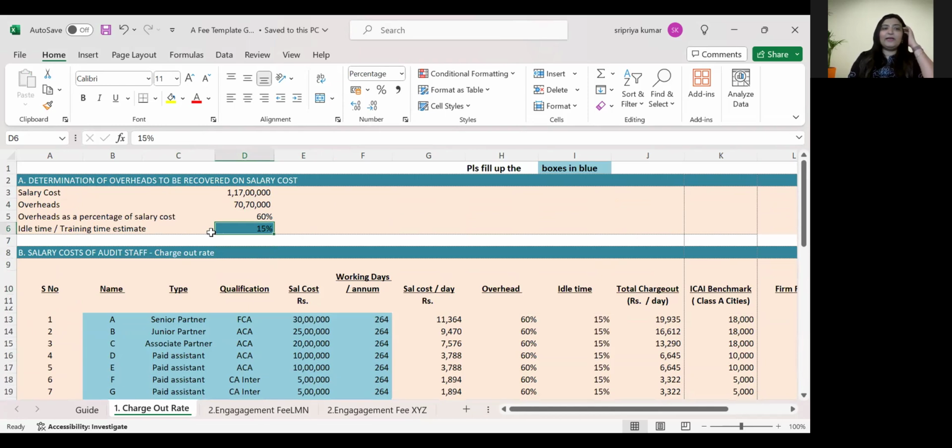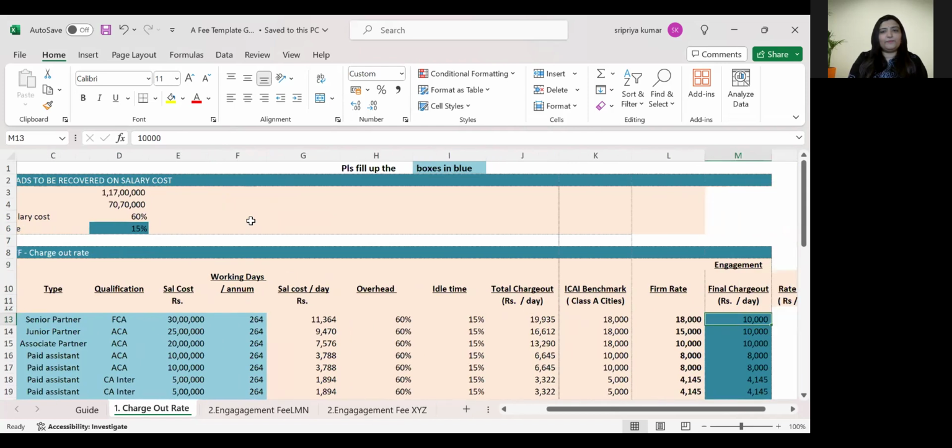I've estimated my idle time, training time, time off, etc. at 15% for the firm as a whole. So once you fill it up, you arrive at the salary cost per day, which is nothing but the salary cost divided by the number of days. It's auto-populated. The overheads gets picked up from D5, which is here. The idle time gets picked up from the blue above because you filled it up. It gives you the total charge out per day.